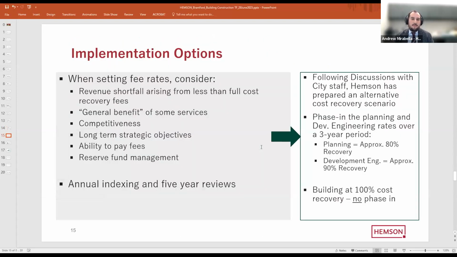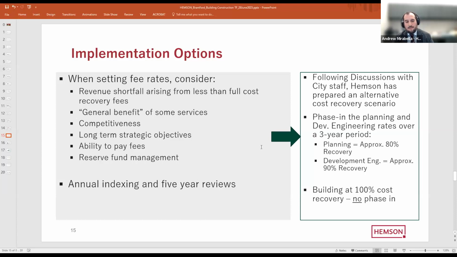So just to move into some of the implementation options, when we think about the rates that we've calculated, when you're setting the fee rates, there's a couple things we need to consider. One, there's a shortfall arising from fees that are imposed which are less than full cost recovery, recognizing that any shortfall is going to be made up by the tax base. There's a general benefit of some services, which might be reason for discounting certain fees. There's a competitive standpoint, which, certainly from an economic development or council perspective, may want to have fees that are in line with other communities, which will fit in with your long-term strategic objectives. Want to be able to consider reserve fund management, and then obviously some of the economic principles of your ability to pay the fees from the end user.